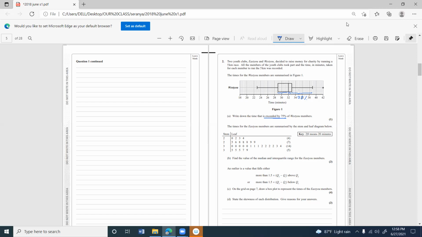Therefore, what is the duration where the 75% exceeded? It's the value over here. It should be how much? Roughly it turns out to be 29. 29 would be the answer for this question. Understood? That's how you need to work it out.